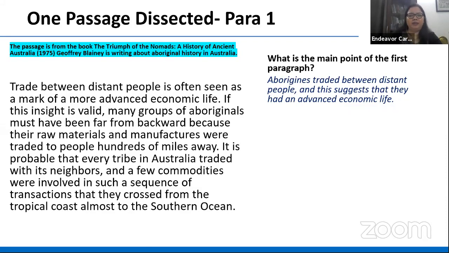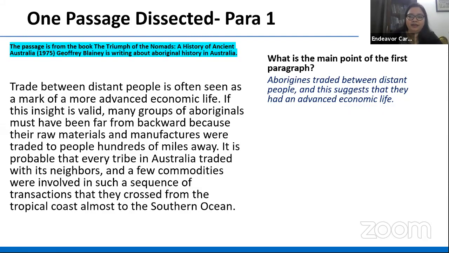This is a general parameter. If communities trade with distant people or distant lands, it is taken as a sign of advanced economic life. If this insight is valid, a lot of students would tend to read this incorrectly. If this insight is valid, meaning this insight is not valid? It is incorrect. No, not really.